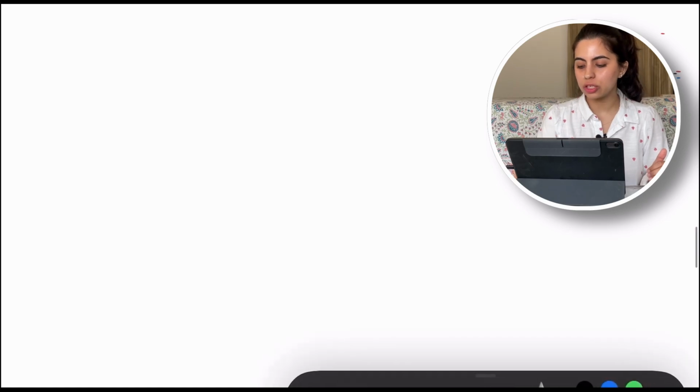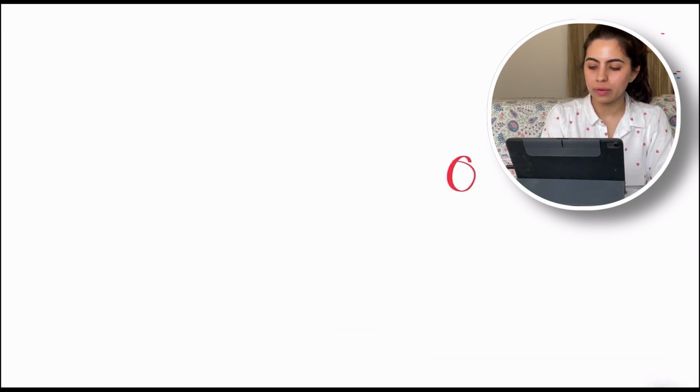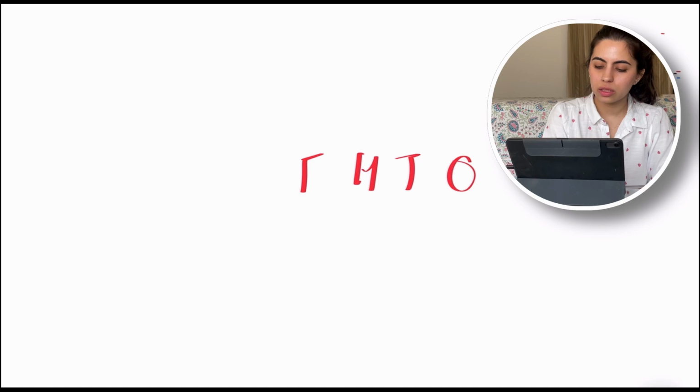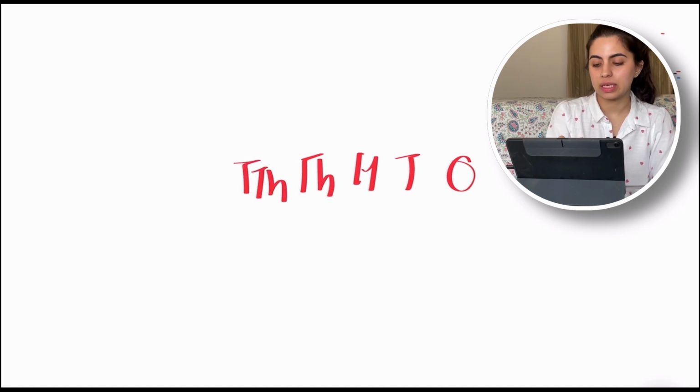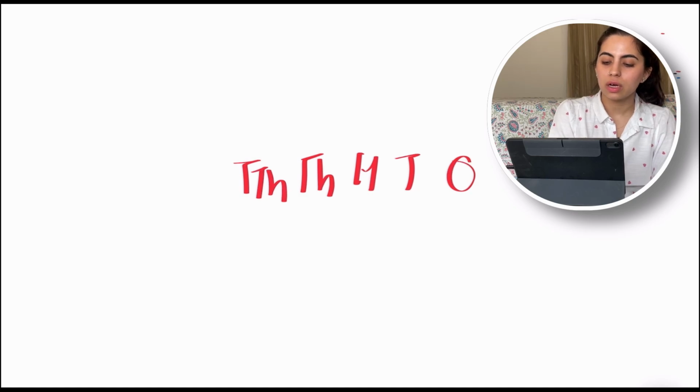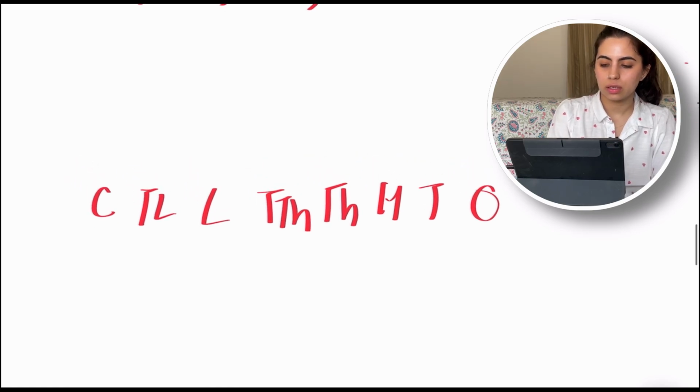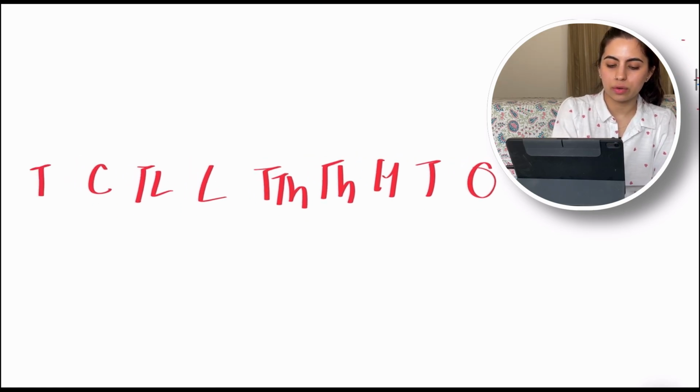Now let me quickly show you how we compare the two number systems: ones, tens, hundred, thousand, 10,000. Then we have lakh, 10 lakh, crore and 10 crore.